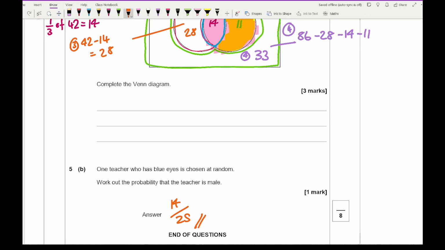Or you could write it as a decimal, which would be 0.56. So whichever of those answers floats your boat will be absolutely fine.